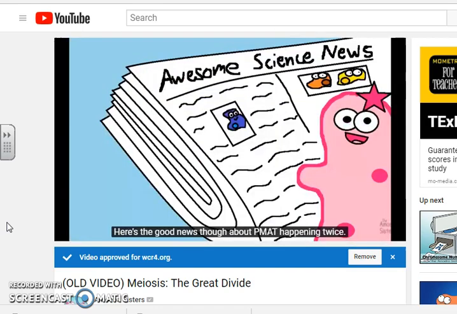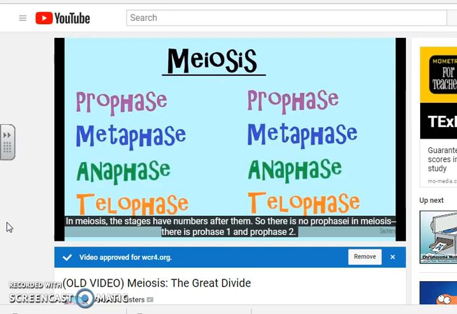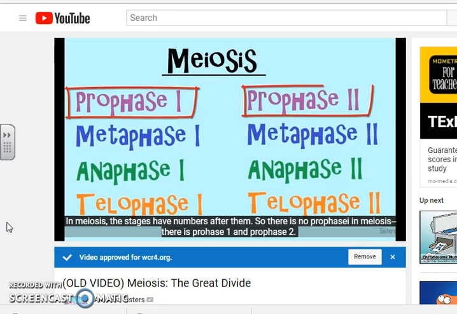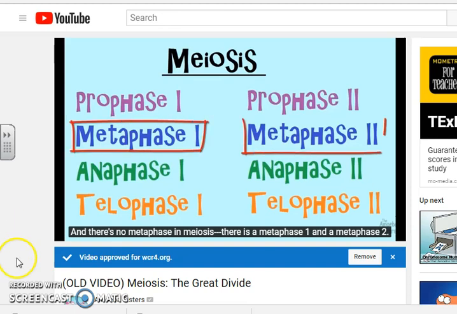Here's the good news, though, about PMAT happening twice. In meiosis, the stages have numbers after them. So there is no prophase in meiosis. There's a prophase 1, and there's a prophase 2. And there's no metaphase in meiosis. There's a metaphase 1 and a metaphase 2.